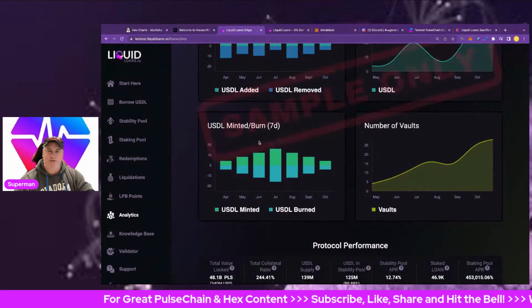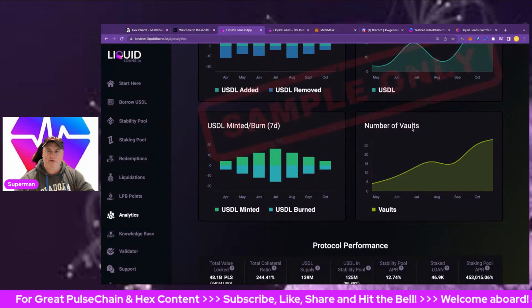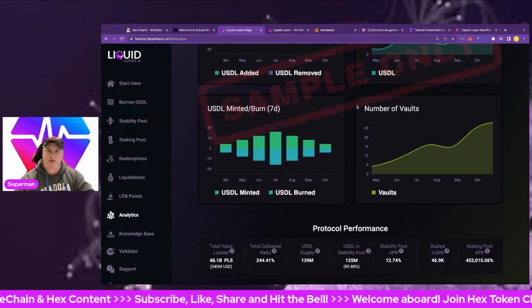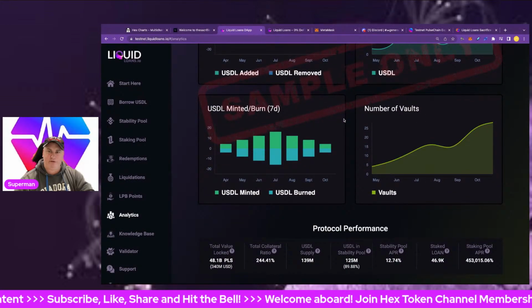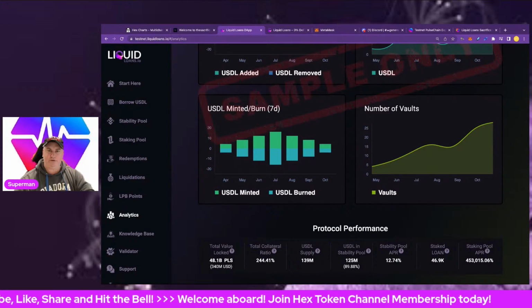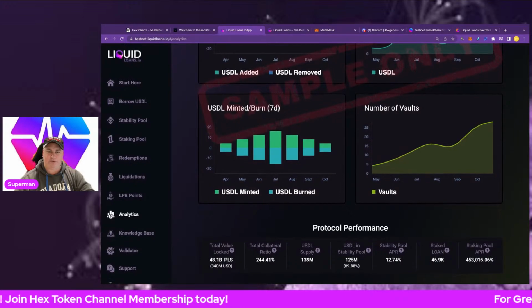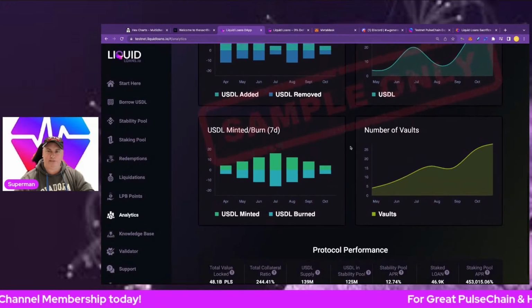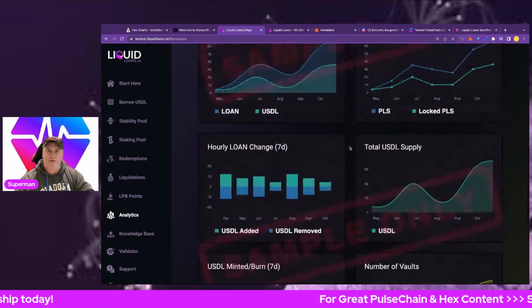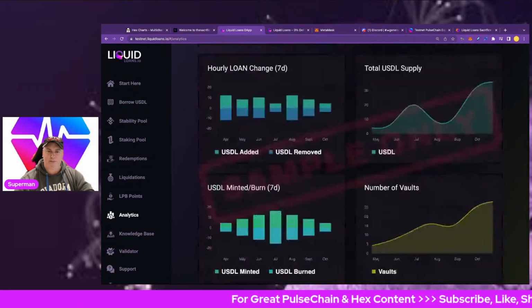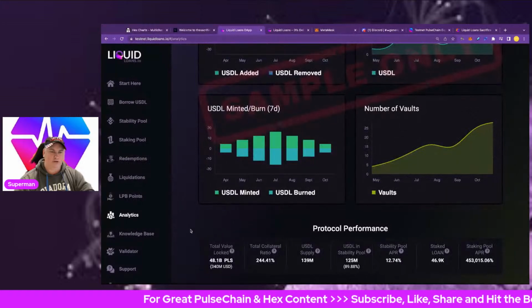USDL minted and burned will also be important, and the number of vaults as well. This is critical to the growth of the ecosystem, and the number of vaults is what the revenue is funneling through. So we'll be looking at that critical measure over time as people take more loans out and things like that. So that's a big deal. That's your business revenue underlying number there, your customer numbers. So it's going to be really important. Very cool. So that is some of this.